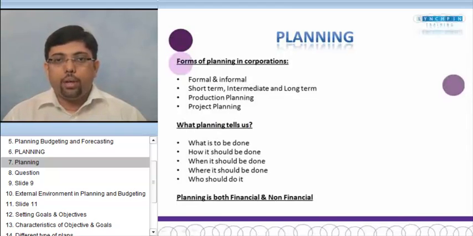Or if you want to take it to the smallest level, you can say that the work done by a plumber in your kitchen for the repair and maintenance can also be a project. So it has different dimensions. What is planning? What does planning tell us?